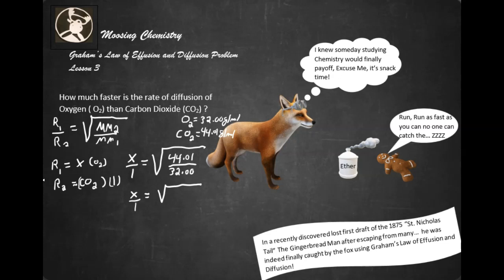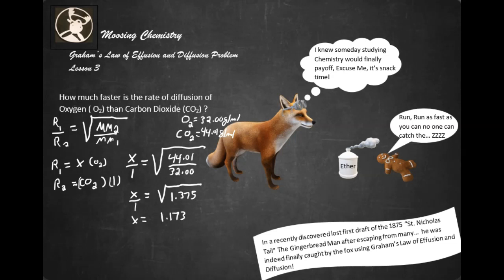So let's go ahead and put that in our calculator. 44.01 divided by 32.00. There we go, and we get 1.375. Now we take the square root of that, and X is going to equal 1.173. So what does this mean?